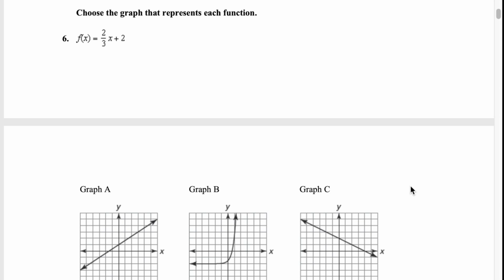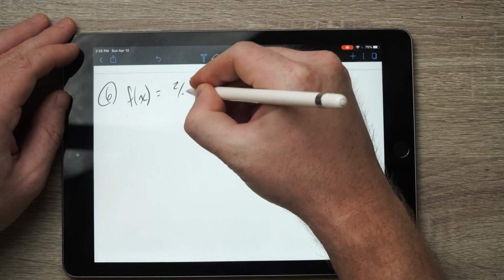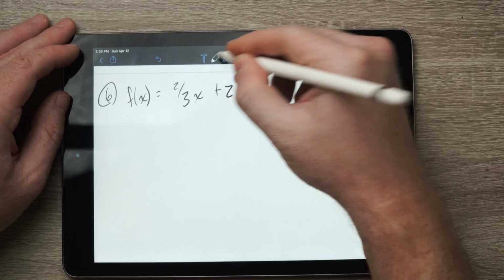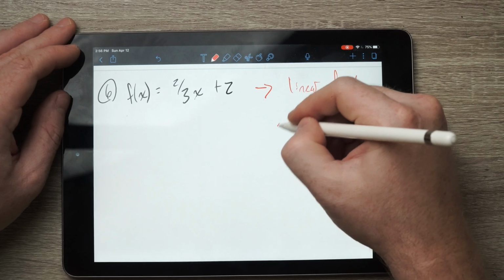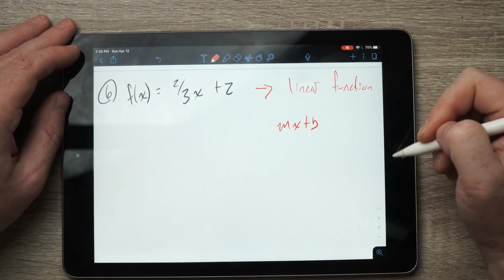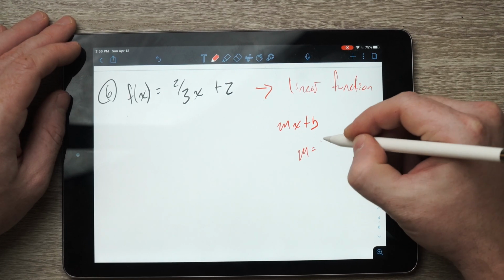So number 6 asks us to choose the graph that represents each function, and it's going to be a multiple choice graph A, B, or C. So this one says f of x equals 2/3 x plus 2. So right away we can tell that this is a linear function because it has that mx plus b form to it. Where in this case m equals 2/3.